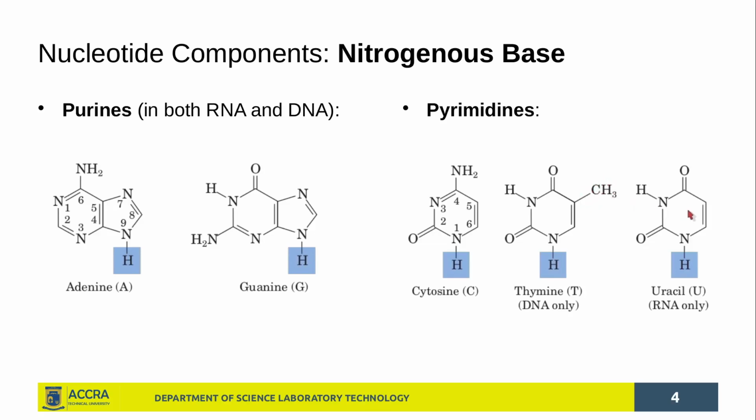Now, when you come to uracil, you find that though you have the double bond O on carbon number 2, which is in all of them, and the double bond O on carbon number 4, which you find also in thymine, there is no methyl group on carbon number 5 for uracil.